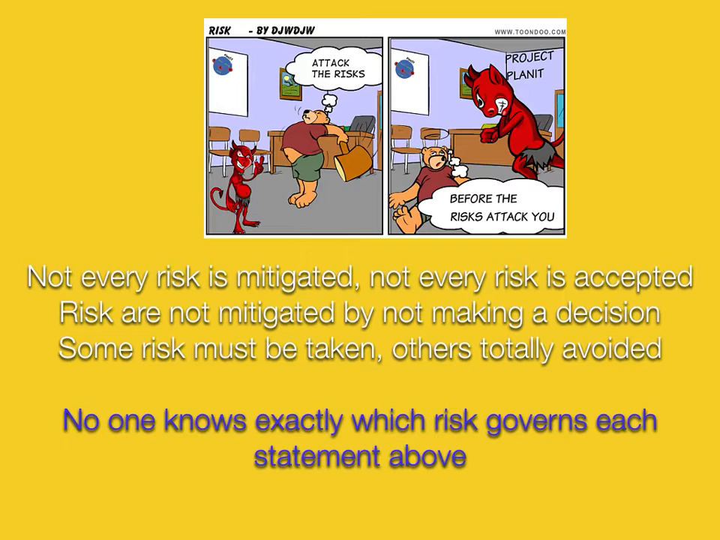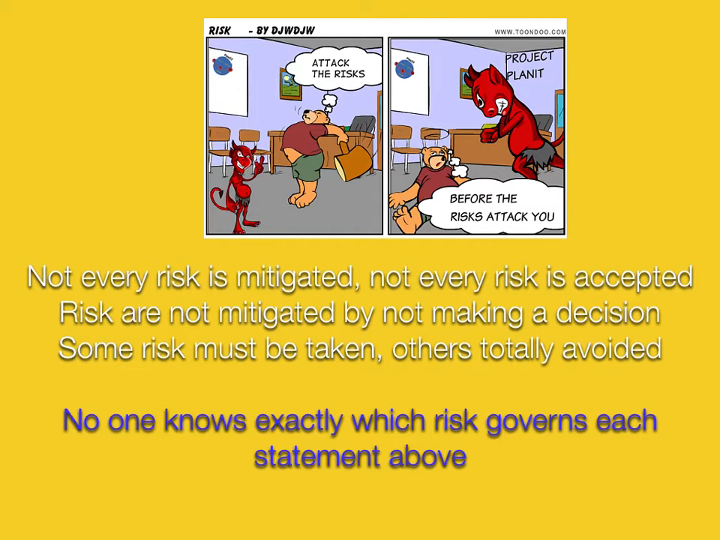So here we have kind of the funny, attack the risk before the risk attacks you. Well, just remember, not every risk is mitigated and not every risk is accepted. You have to understand the risk and constantly assess to understand then what actions you need to take for risk management and risk mitigation. Risks are not mitigated by not making any decision. By making no decision, you are asking for risk to happen to you. And it puts you in a place where all you are doing is being reactive.